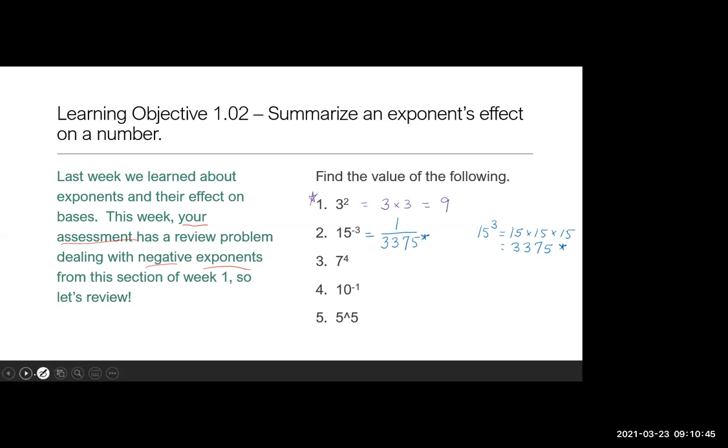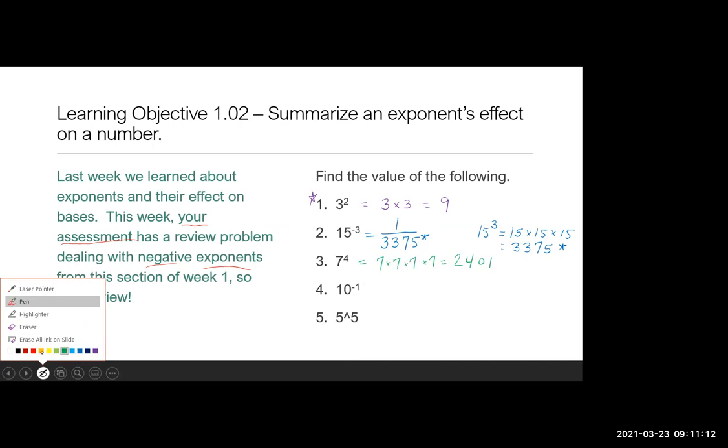Okay, let's take a look at 7 to the 4th. 7 to the 4th means to write the 7 4 times. And we multiply. So again, going to my calculator to do that, I get 2,401.